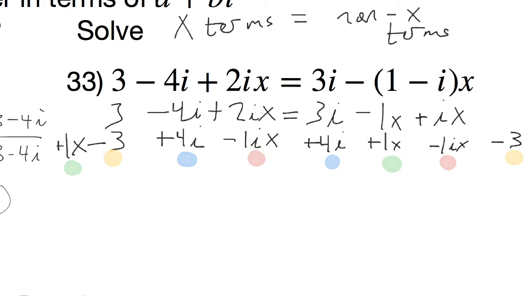And when we do that, we get this. 1x plus 1ix is equal to 7i minus 3. Everything else cancels.